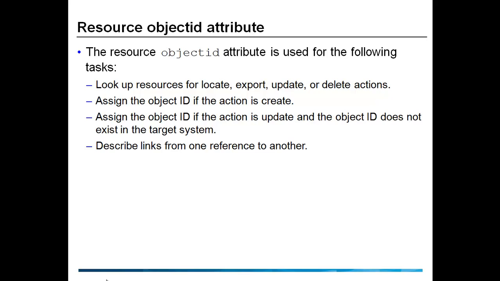The resource object ID attribute is used for the following tasks: look up a resource for locate, export, update or delete actions. Assign the object ID if the action is to create. Assign the object ID if the action is update and the object ID does not exist in the target. So if the action is locate, it will look up. If the action is create, it will assign the object ID. If the action is update, then in the target system, it will create like that.